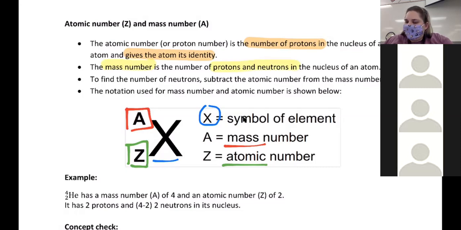The other thing that's important to remember is if you want to find the number of neutrons, you subtract the atomic number from the mass number. That's how you get neutrons.